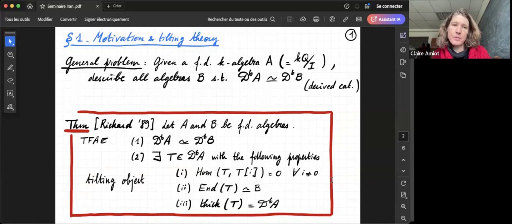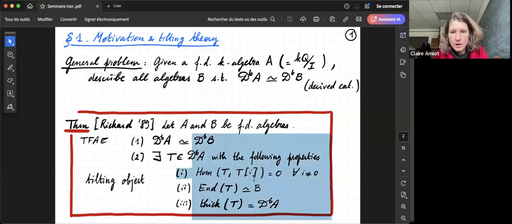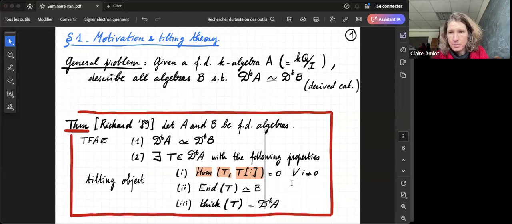We have the theorem due to Rickard, which says that if A and B are finite dimensional algebras, then they have the same derived category if and only if there exists an object T in the derived category of A with different properties. So first, condition one says that you don't have extensions between T and its shifts. You have some rigidity for T.